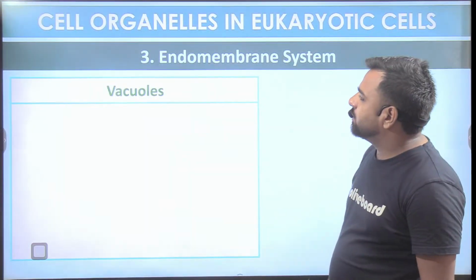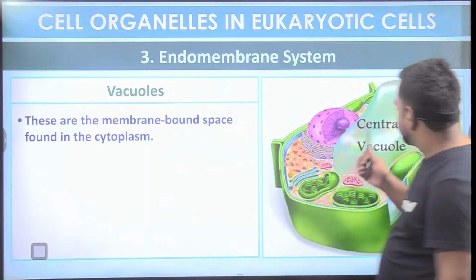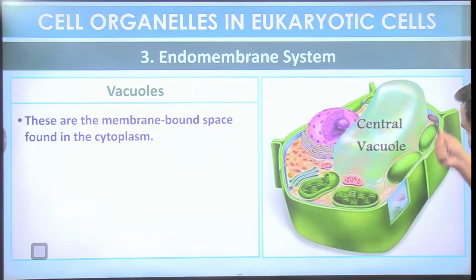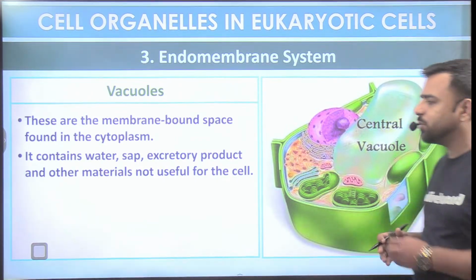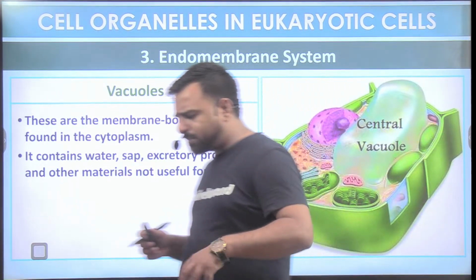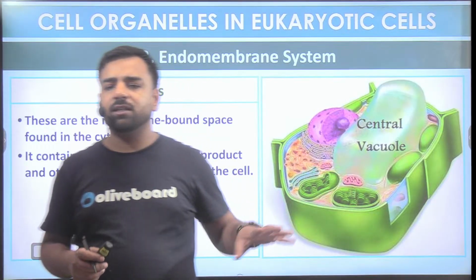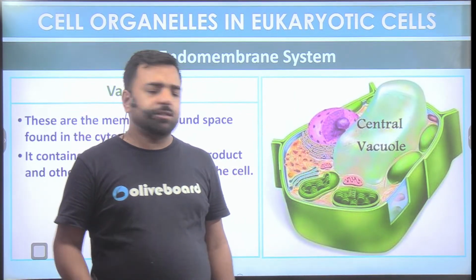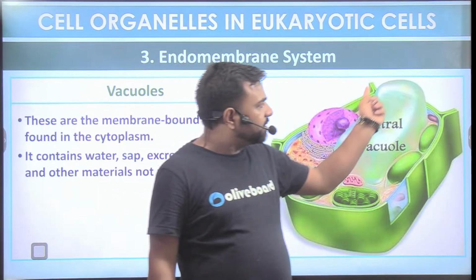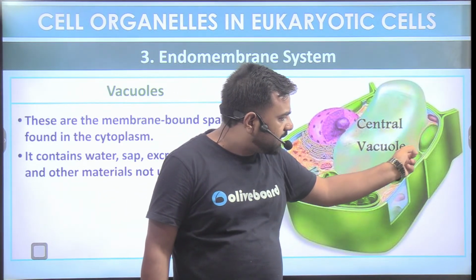Okay. Then if I talk about vacuoles, this is the section. This is a vacuole. They are membrane-bound spaces found in the cytoplasm, and they contain water, sap, excretory products, and all those other parts which are not useful for the cell. The thing which is more important here is that this structure has a membrane around it.